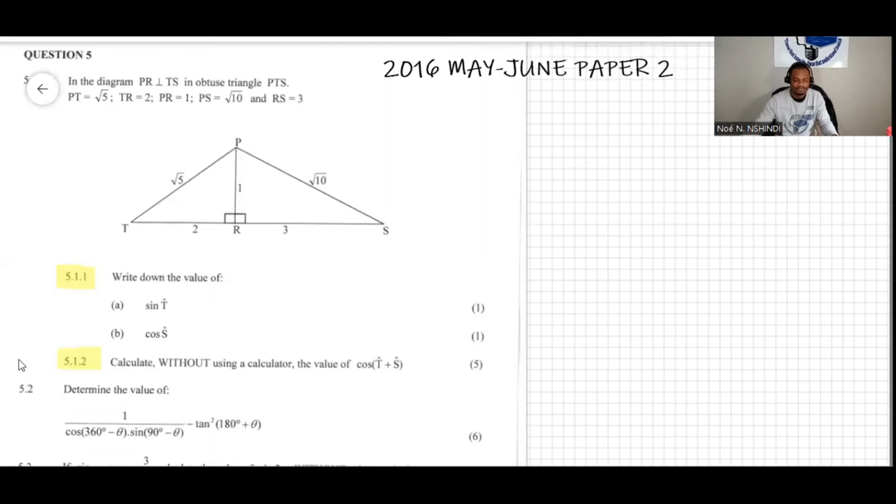Now let's do 5.1.1a. It says write down the value of sine of t. So sine of the angle where t is, basically this angle. From the definitions of trig functions, sine of an angle theta is equal to opposite over hypotenuse, so y is the opposite of the angle, and r is the hypotenuse.